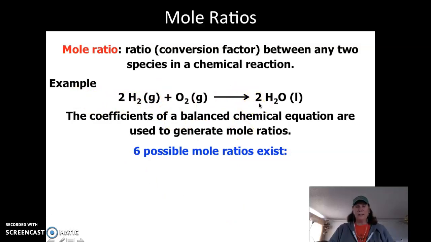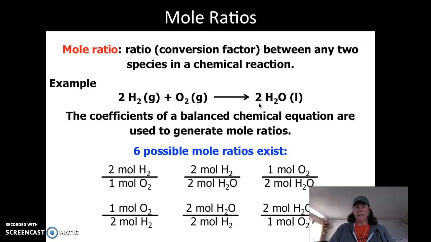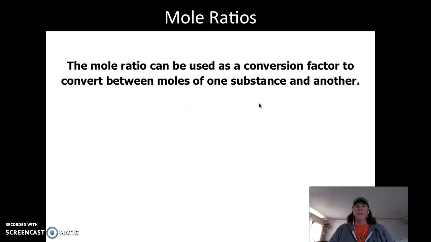So again, no balanced equation, you cannot solve stoichiometry problems. And then they have all of them, what I already talked about. Okay, those are all the possible ratios that can exist from that simple equation. Okay, so mole ratio is used to convert between moles of one substance and moles of another. If you start with grams, the first thing you're going to have to do is change it to moles, which we've done a bunch of times, so it shouldn't be a problem. But you need to have moles of the substance you start with, and then you can find moles of the substance you're trying to find just by using your balanced equation.